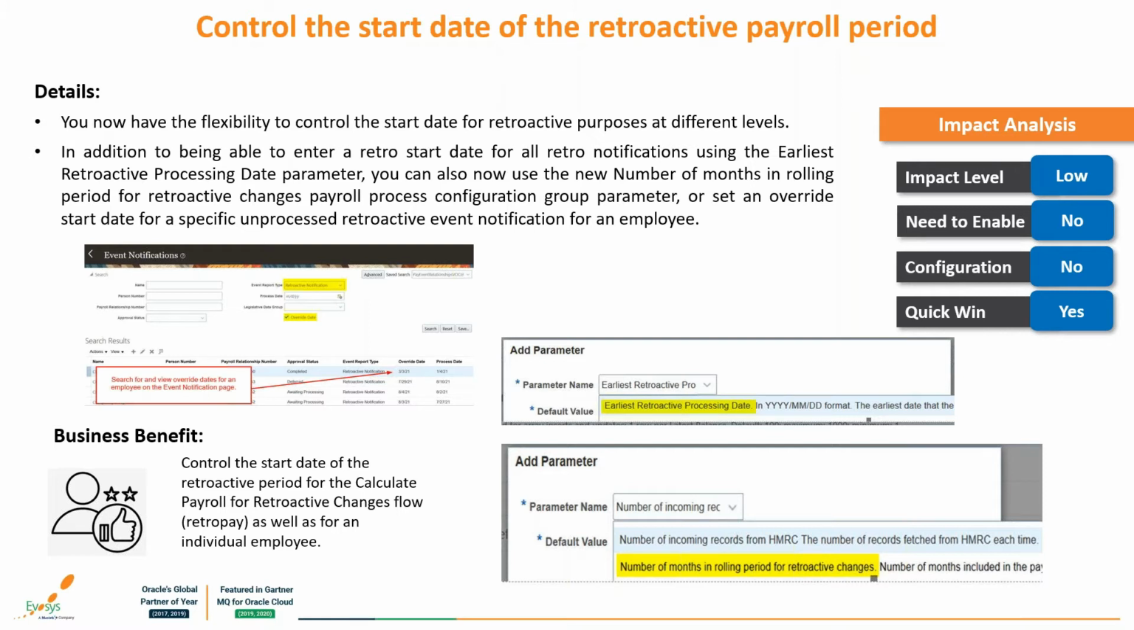Additionally, if you want to override the date for specific employees, you can navigate to the event notification screen and provide an override date at that point.